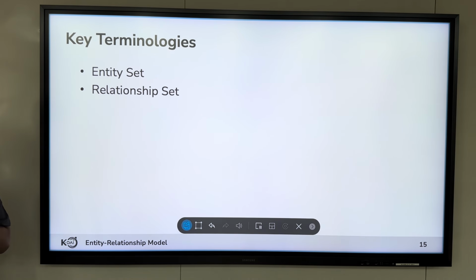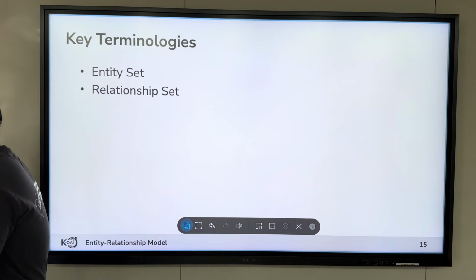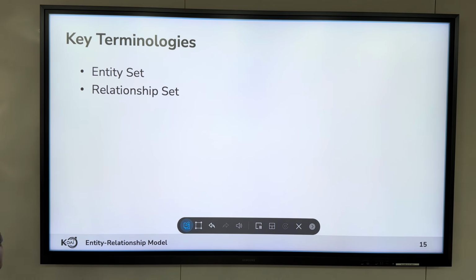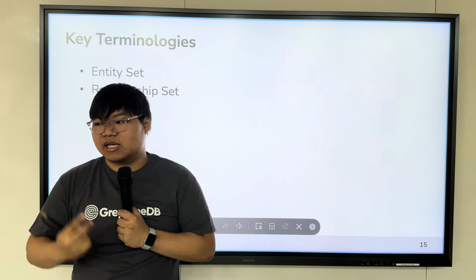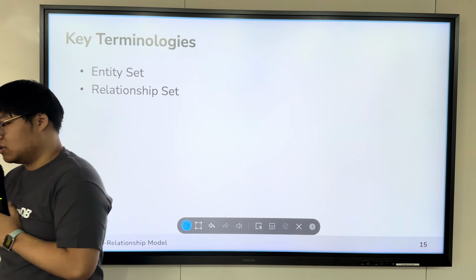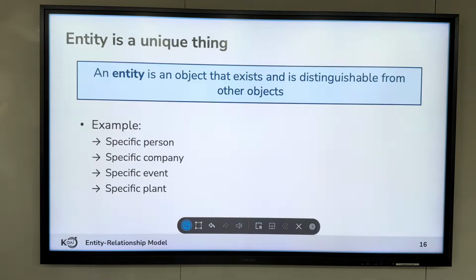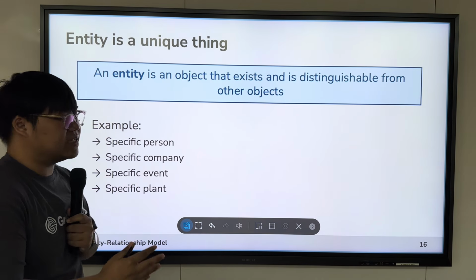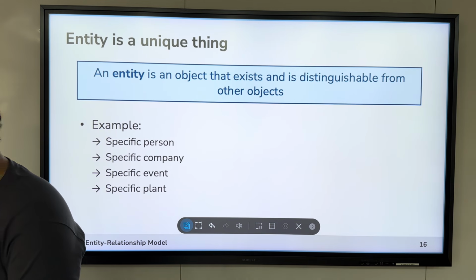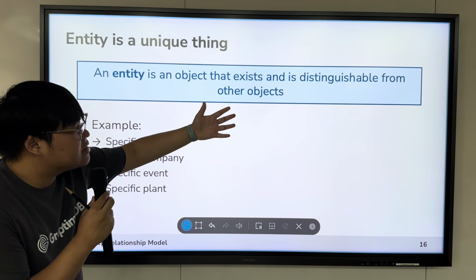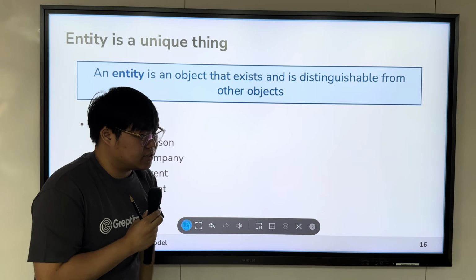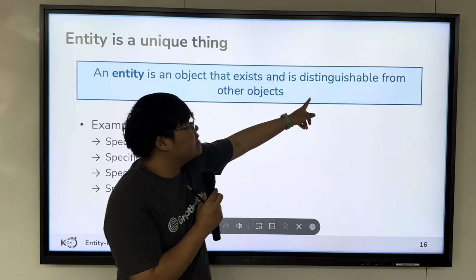Okay, so again, every time you learn a data model, it's always about theory, definitions, terminologies. You at least need to know two things, as the name suggests, right? Entity relationship model. So you at least need to know these two words: entity set and relationship set, okay? First, entities. An entity is a unique thing. An entity is an object that exists and is distinguishable from other objects. Exists and distinguishable.